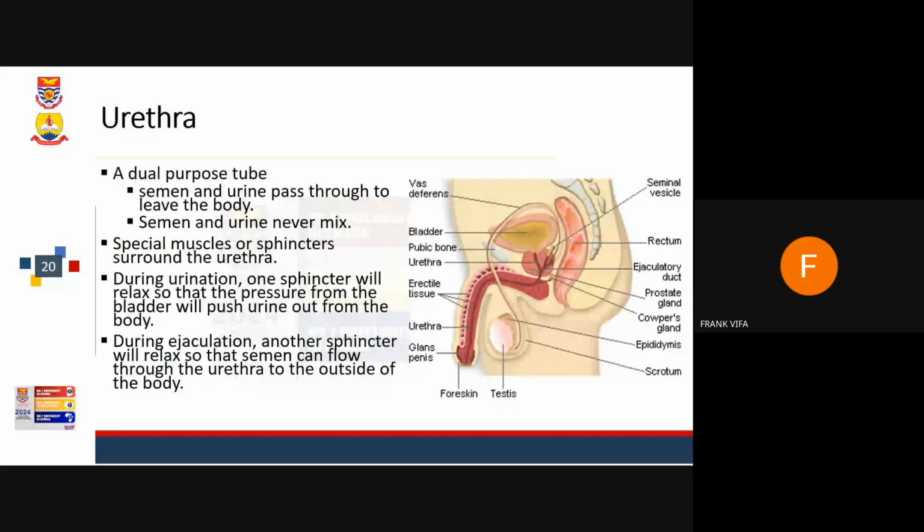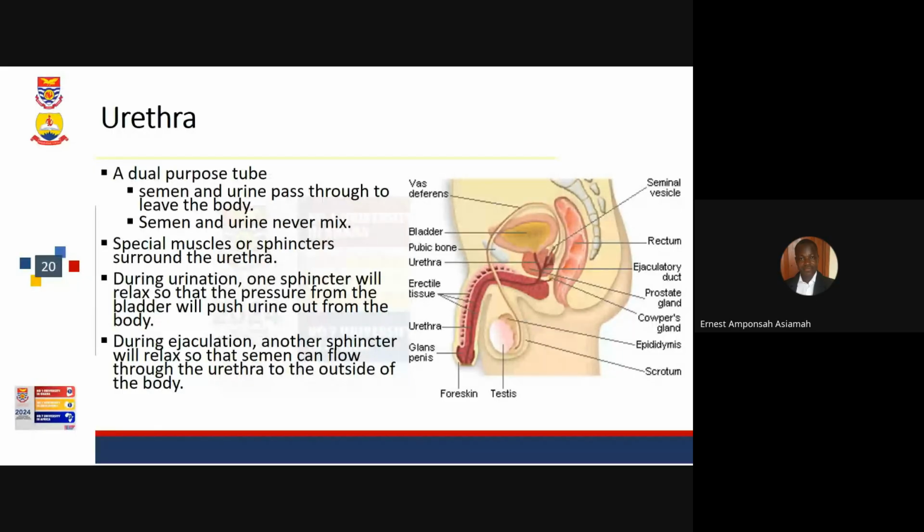A follow-up question. What might be the cause of early release or delayed release of the semen?